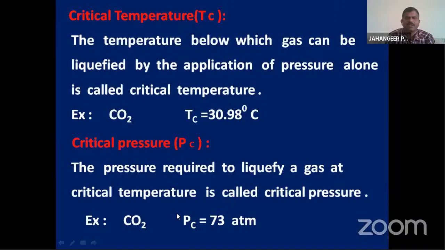Example, carbon dioxide gas. The critical pressure of carbon dioxide gas is 73 atmospheric pressure. So when carbon dioxide gas reaches 30.98 degrees Celsius, and at that time the pressure is 73, then it starts converting from gaseous state to liquid state. Above this temperature, meaning 31 degrees, 32 degrees, 35 degrees, 50 degrees, no matter how much pressure is applied, it is not possible to convert from gaseous state to liquid state. That is called critical temperature and critical pressure.